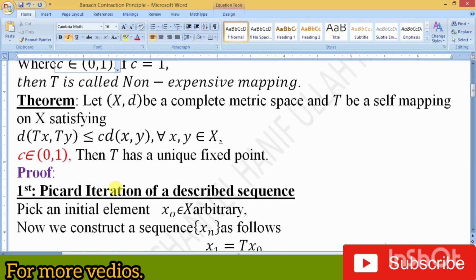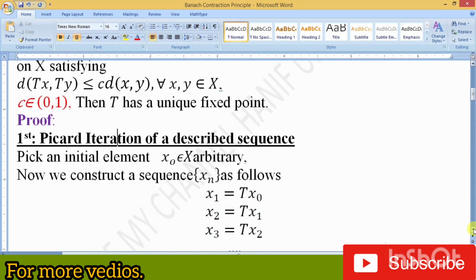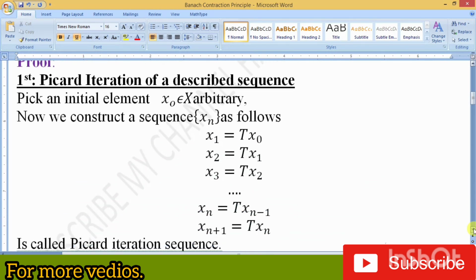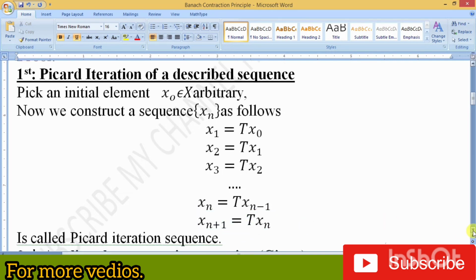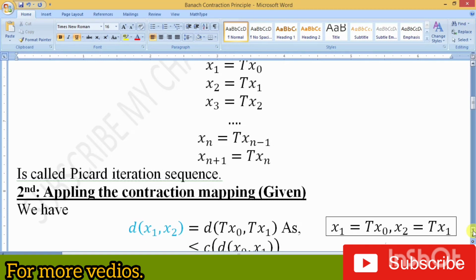Here we shall discuss the 5 steps in the proof of the given theorem. The first is the Picard iteration sequence, which we have described in an easy manner: x1 is equal to T of x0, x2 is equal to T of x1, and so on. x(n+1) is equal to T of xn. This is called the Picard iteration sequence.